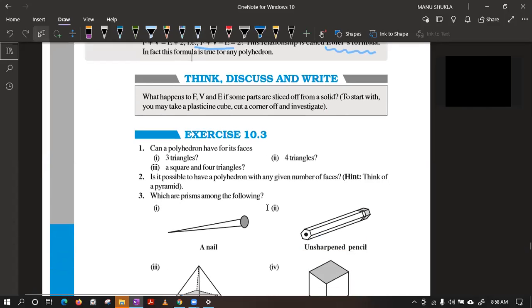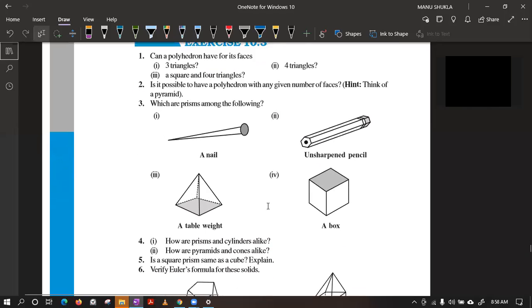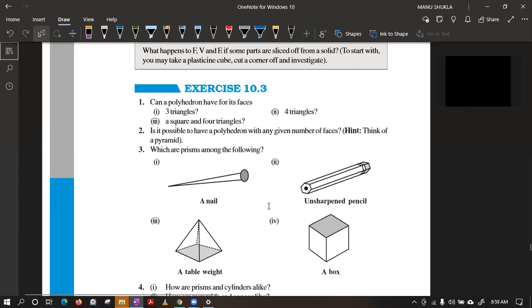Class, now let's see 10.3. Sir, for polyhedrons it will work, not regular only. For all the polyhedrons, this formula will work. Let's see the questions one by one.